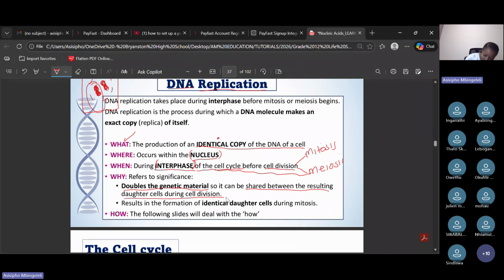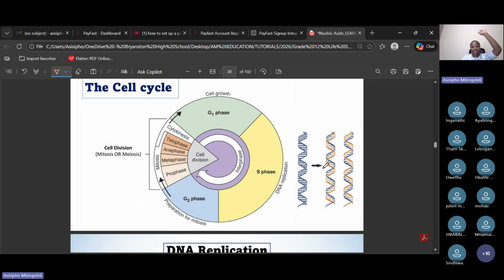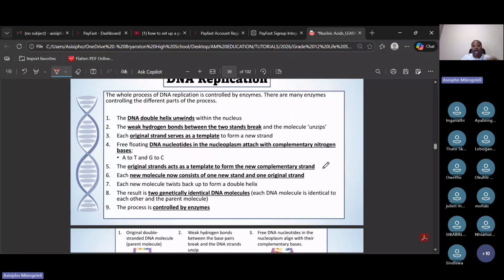How does this whole process take place? What it is? Copy. Where? Nucleus. When? Interphase. Why? We're doubling the genetic material, and this will result in identical daughter cells during mitosis that we are going to address at a later stage. How exactly does it take place? We are going to skip that and we find out how.